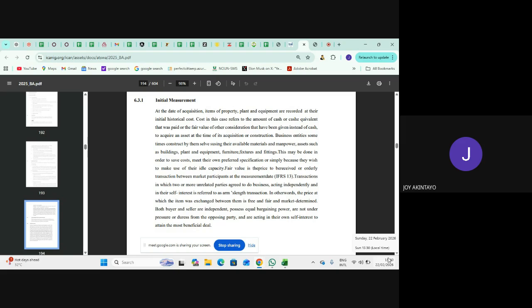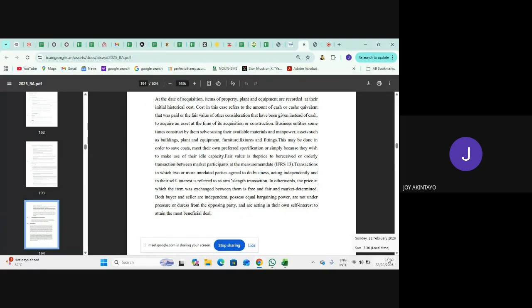Now, it is a transaction in which two or more unrelated parties agree to do business. So it must be at what? Arm's length for us to measure the fair value of our assets.